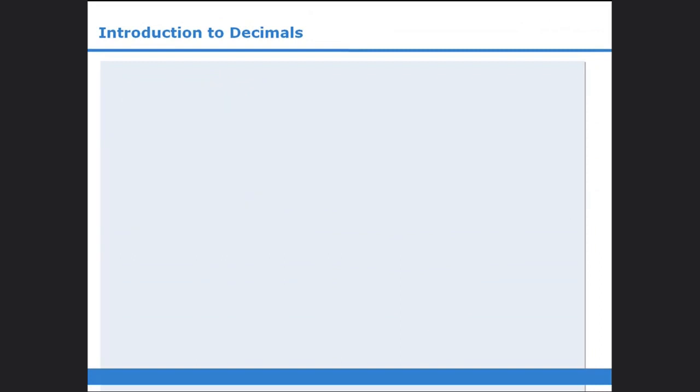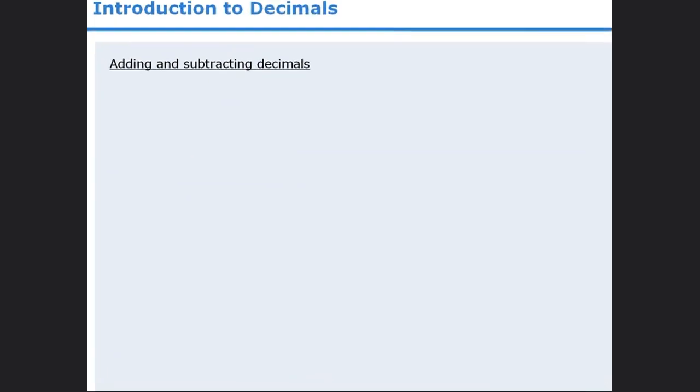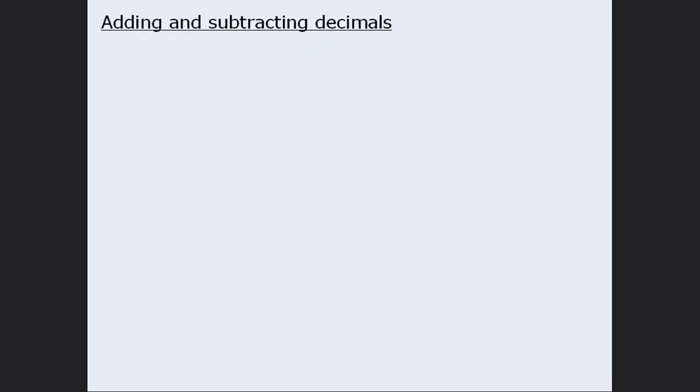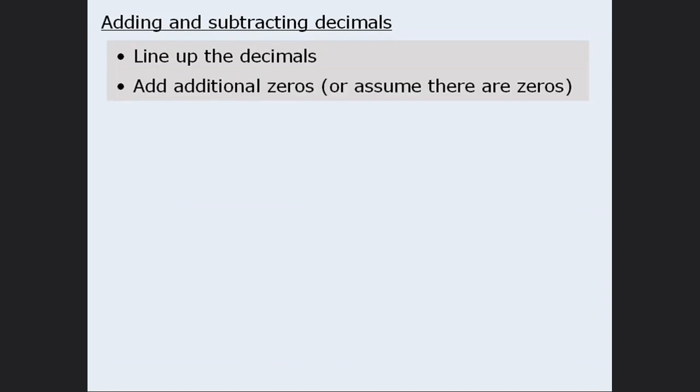Now let's examine how to perform operations on decimals, beginning with addition and subtraction. Now to add and subtract decimals, the rule is to line up the decimals and add any required zeros to the end before adding or subtracting.